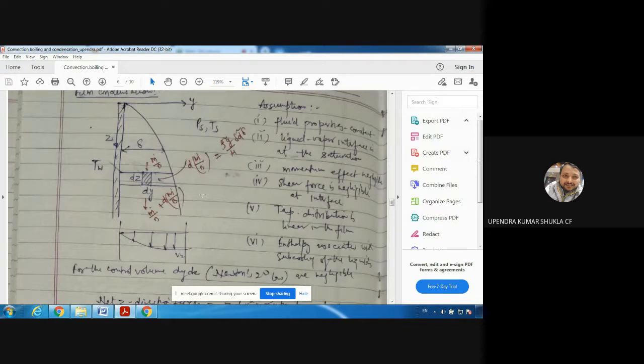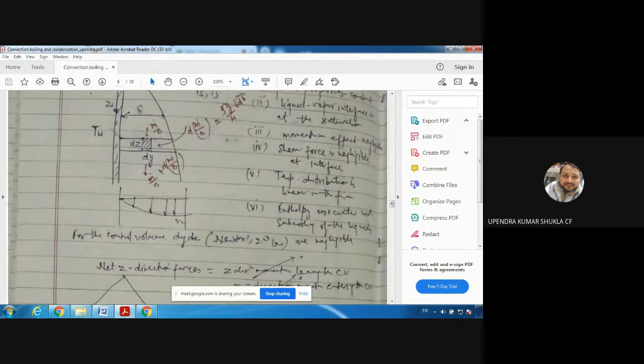Next, shear force is negligible at the interface, since at the vapor liquid interface you will find the velocity is the same. Since the velocity is the same, there is no velocity gradient, and shear force is defined through Newton's law of viscosity, meaning del vx over del y, the velocity gradient. Since the velocity gradient is zero, we can neglect the shear force at the interface. Now the next thing is the temperature distribution.